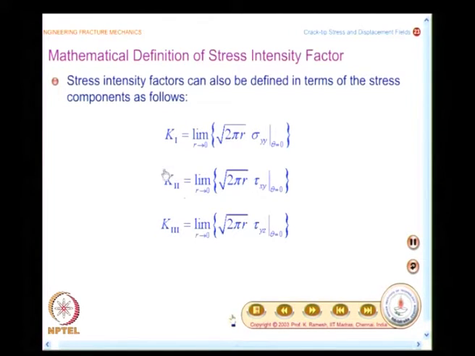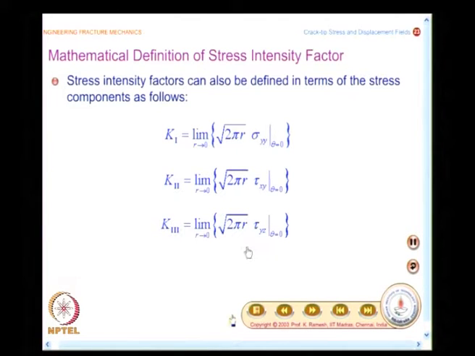You can write for mode 2 as well as mode 3, and the difference is the stress component that you are going to look at. In the case of mode 1, you are looking at sigma yy at theta equal to 0. In the case of mode 2, you are looking at tau xy at theta equal to 0, which is the in plane shear stress. In the case of mode 3, you are going to look at tau yz at theta equal to 0, which is the out of plane shear stress.